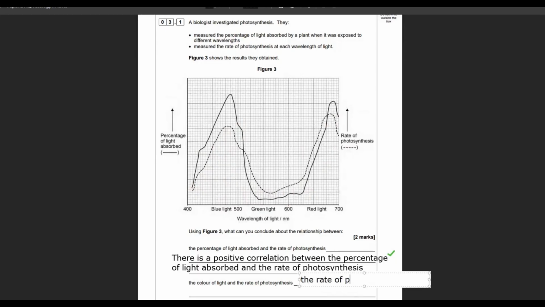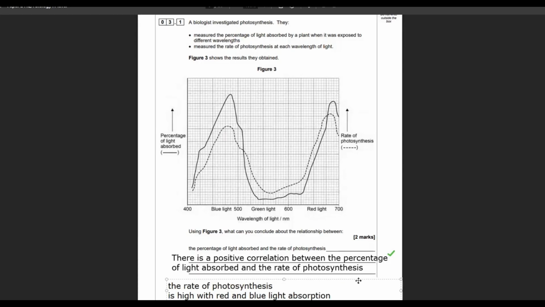The rate of photosynthesis is high with red and blue light absorption. I can't spell, but we're not going to worry about my spelling for now. I need to make that smaller. You can't even see that. That's so ugly. Now, one thing that you'll see on the mark scheme here is that will not get you the mark alone. You must mention all three colors to get the mark.